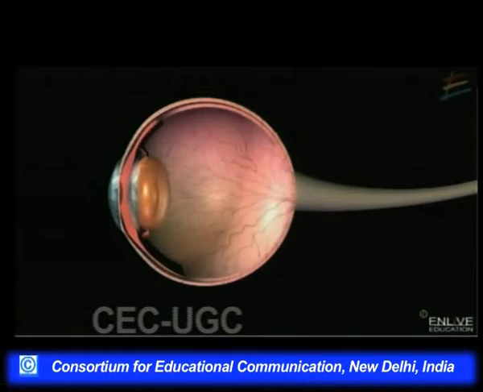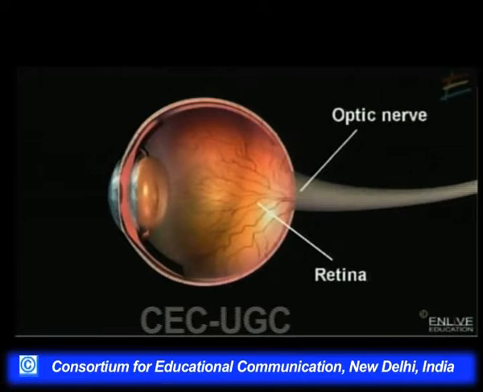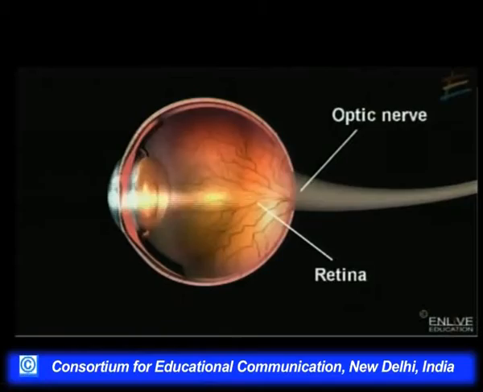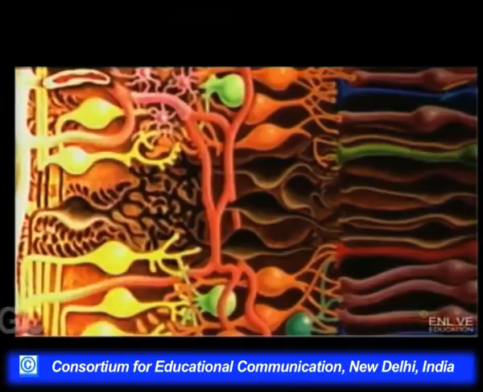The innermost layer of the eyeball is the retina, a very delicate membrane. The retina is actually the part of the optic nerve which transmits the light impulses to our brain. The retina is the most important and complex structure in the eyeball. It consists of a complicated arrangement of rods and cones which convert light waves into nerve impulses.